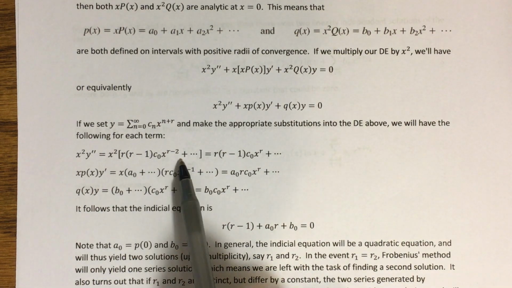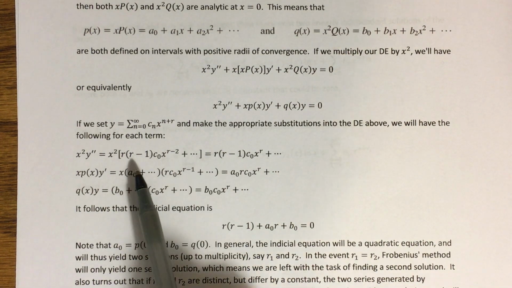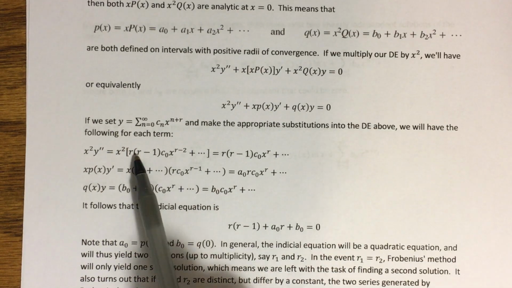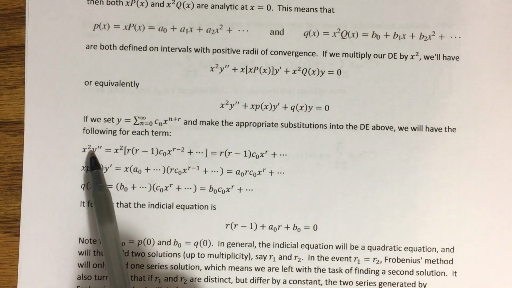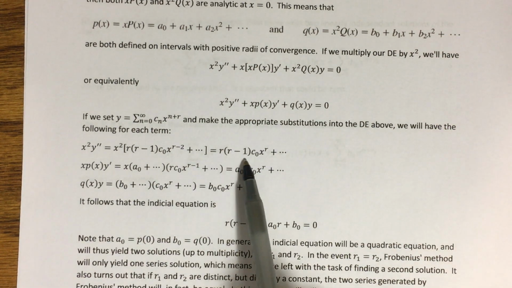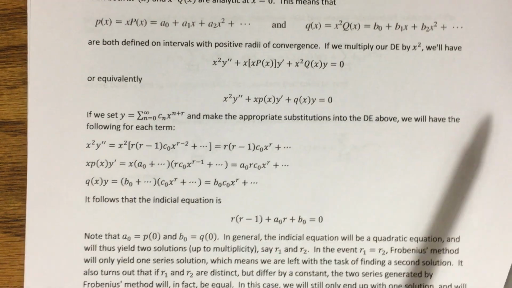Now I'm only showing the first term here, and then I say plus dot dot dot, and that's for a reason. The very first term in that series would look like this. Multiply the x squared in here, and that changes the x to the r minus 2 into x to the r. And so the first term of this series would look like r times r minus 1 times c naught x to the r.